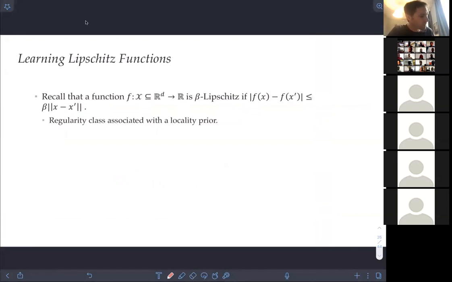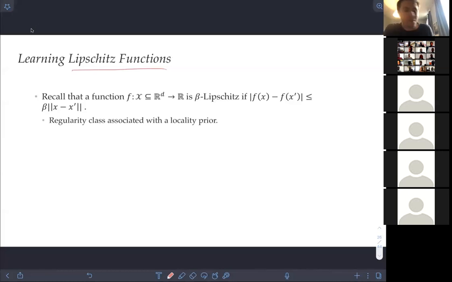I don't know if it's easy to poll people, but are people familiar with the Lipschitz property? What does the Lipschitz property mean? Maybe I can just get a... Okay, someone is writing on the chat. Let me read it. Yes. Perfect. I see a lot of yes. That's good. Great.